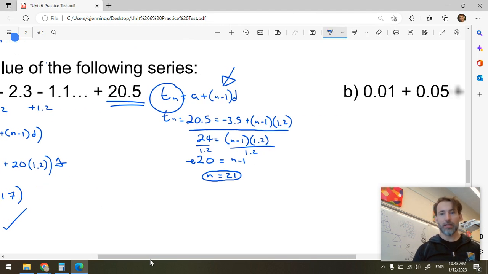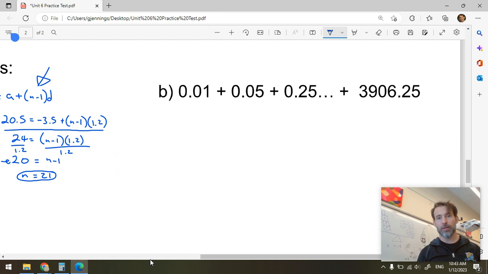All right, next, this one. What happens? 0.01 plus 0.04 would give me that. But then 0.05 plus 0.04, which should give me 0.09, didn't. It gave me 0.25. So it's not arithmetic. There's no common difference. But I noticed that if I multiply by 5, and then I multiply by 5, and so on, I get the next term of the sequence.